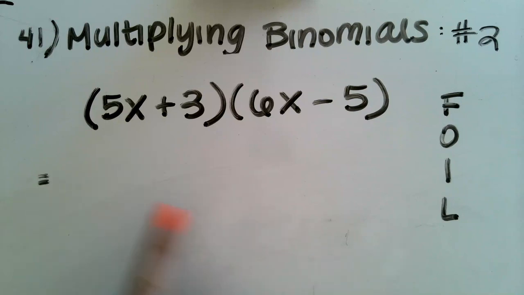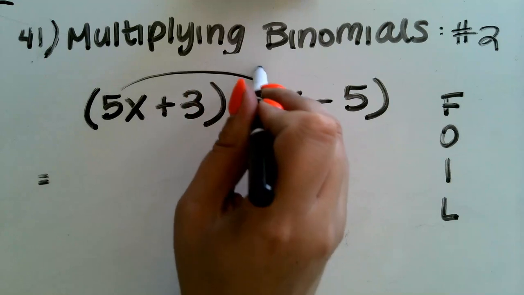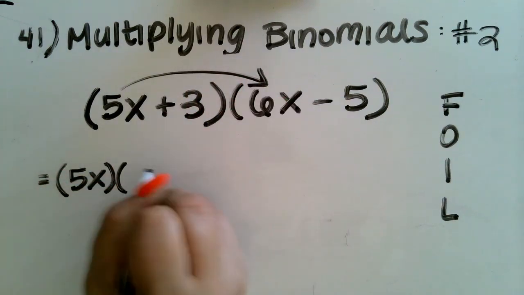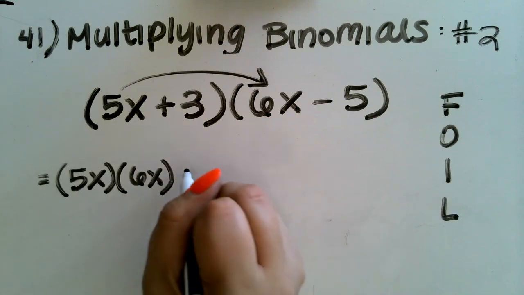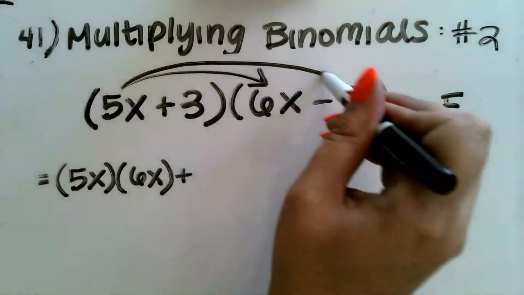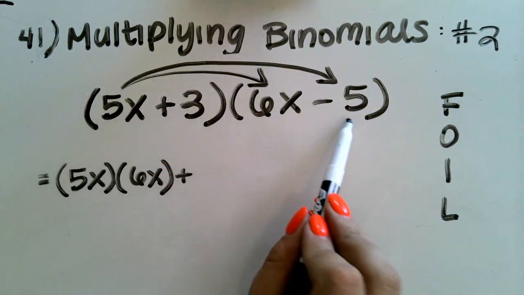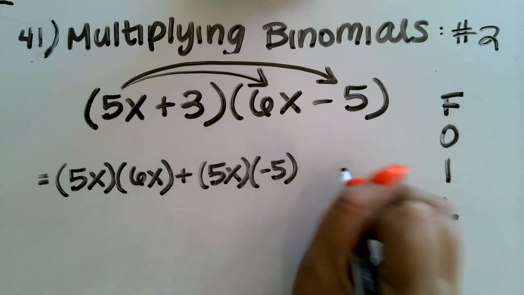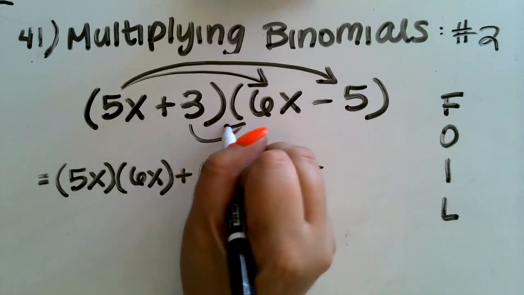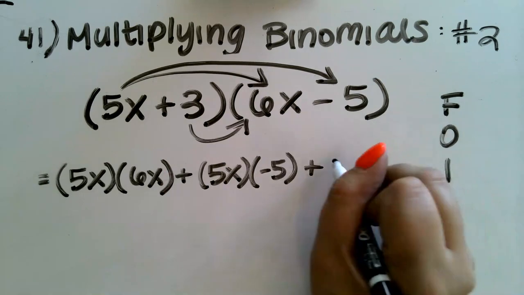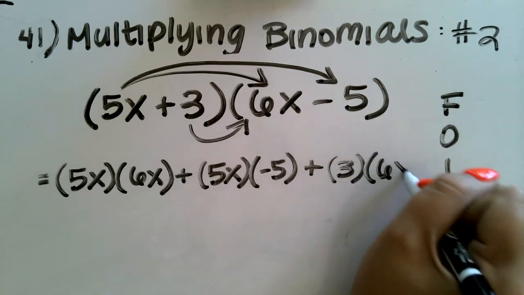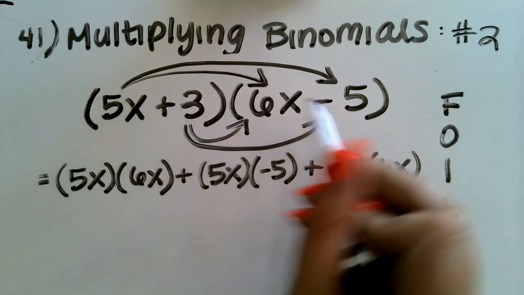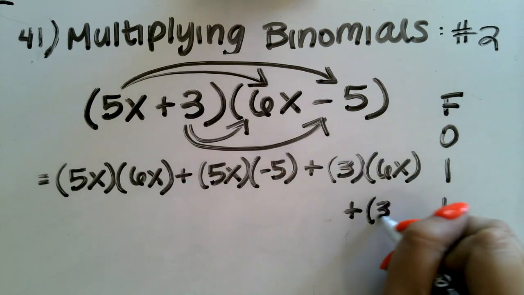So let's jump in. Let's go ahead and do our F in our FOIL process. So 5x times 6x. We're going to add them together with the O, which is 5x times negative 5. Add those together to our I's, which is 3 times 6x, plus that L, which is 3 times that negative 5.